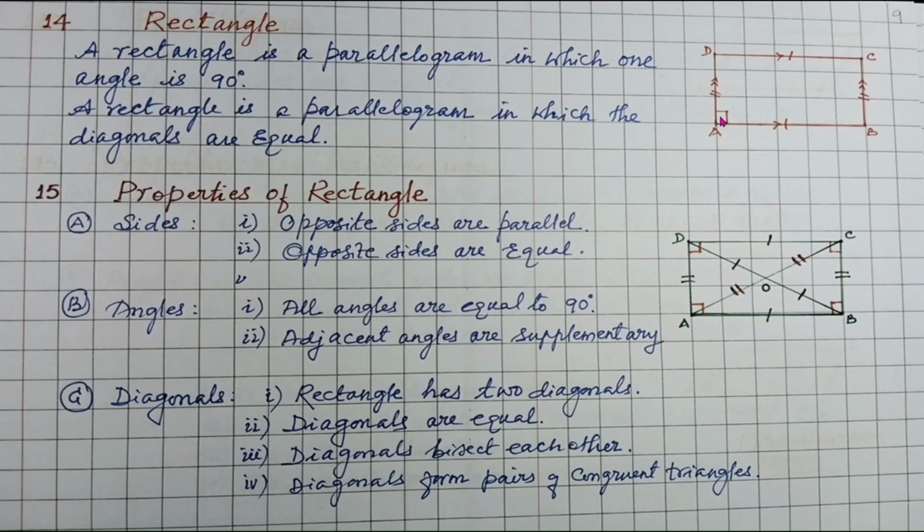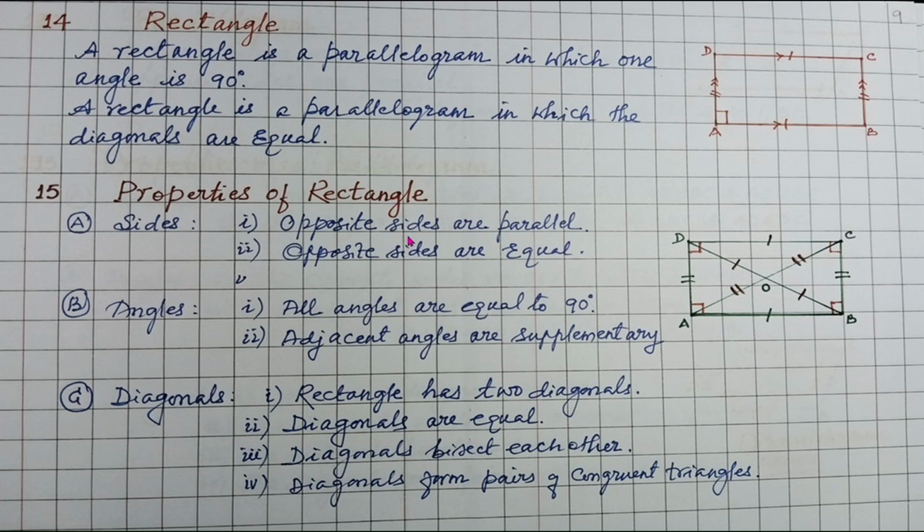A rectangle is a parallelogram in which the diagonals are equal. So therefore remember, we call rectangle a special parallelogram because in a parallelogram if one angle is 90 degrees it becomes a rectangle, and in the parallelogram if the diagonals are equal it becomes a rectangle. Now properties of a rectangle, again let us study the properties of rectangle in terms of sides, angles and diagonals.